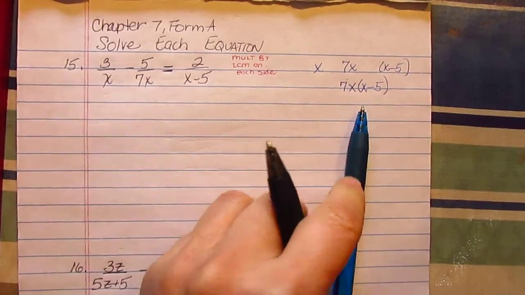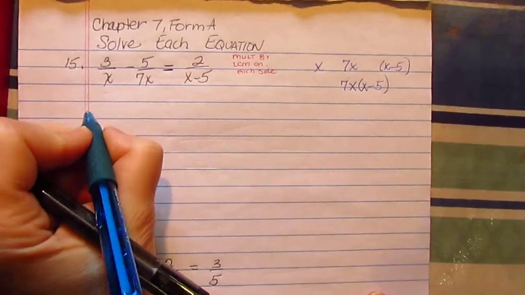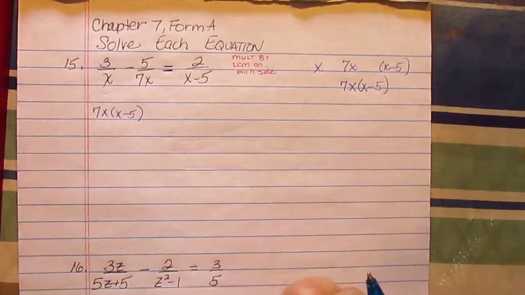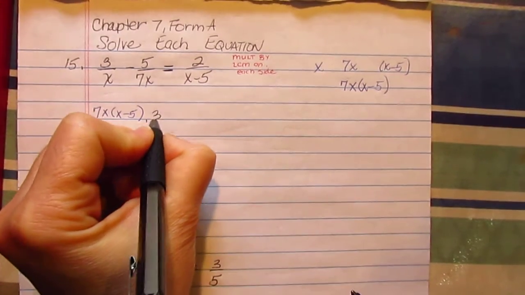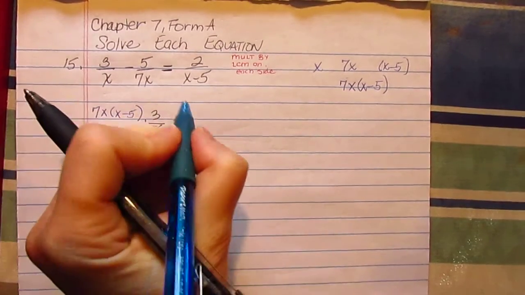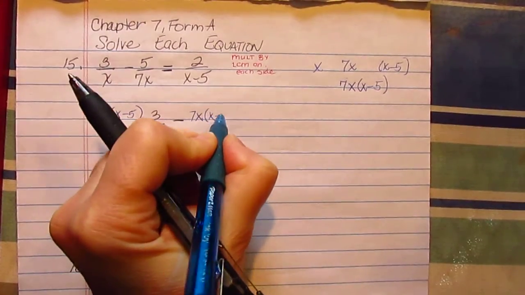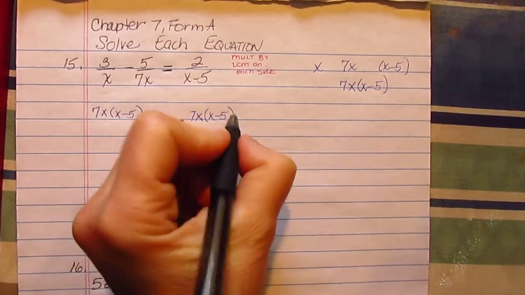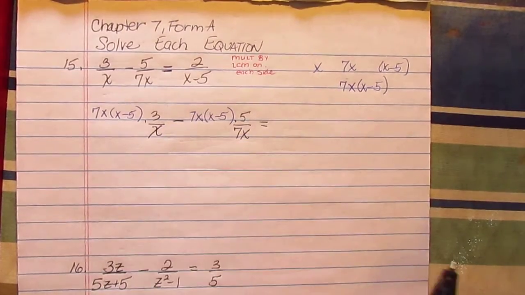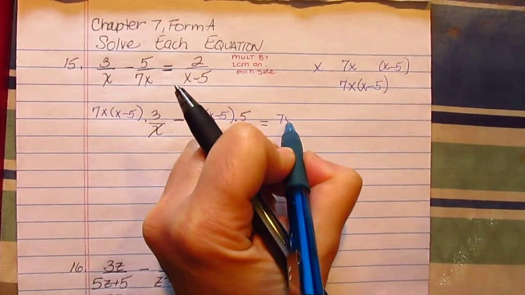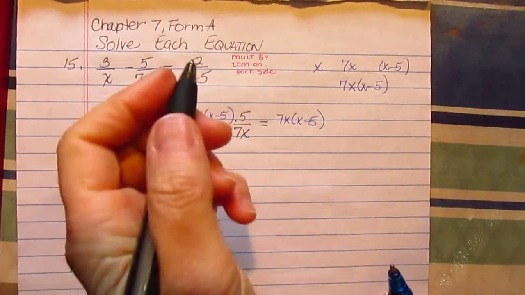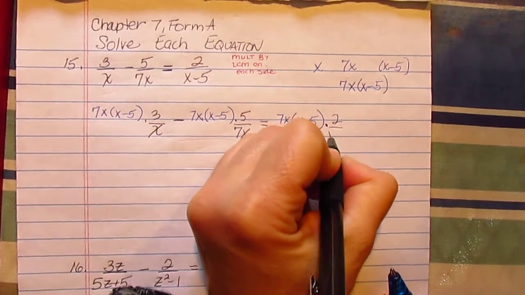So let's see, we got 7x, x minus 5 times 3 over x, minus 7x, x minus 5 times 5 over 7x, equals 7x, x minus 5 times 2 over x minus 5.